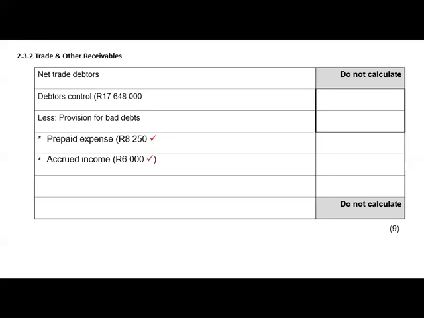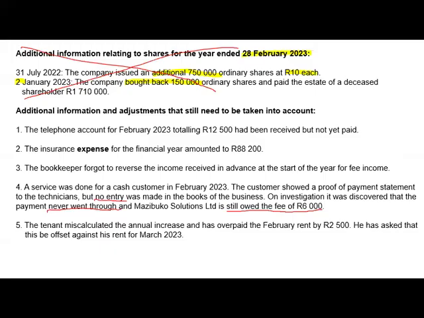Accrued income is income we have earned, but we have not yet received. It's an expense we have incurred, but we have not yet paid. Deferred is income we have not yet earned, but we have already received. We have not earned it, but we have already received it. That is your income received in advance or deferred income. Okay. Let's move on to the next one.